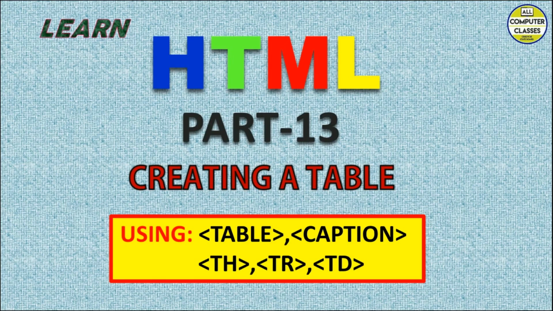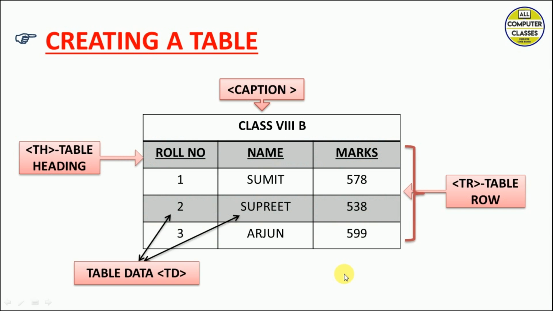So it's part 13 and we are going to learn today creating a table in HTML, right? The tags that we will be using are the table tag, caption tag, th, tr and td, right? Students, you must have seen at least your timetable in the school, right? So what is a timetable or any table? Table means the information is in the form of rows and columns, right? How we can create these kind of tables in HTML, that is the topic today.